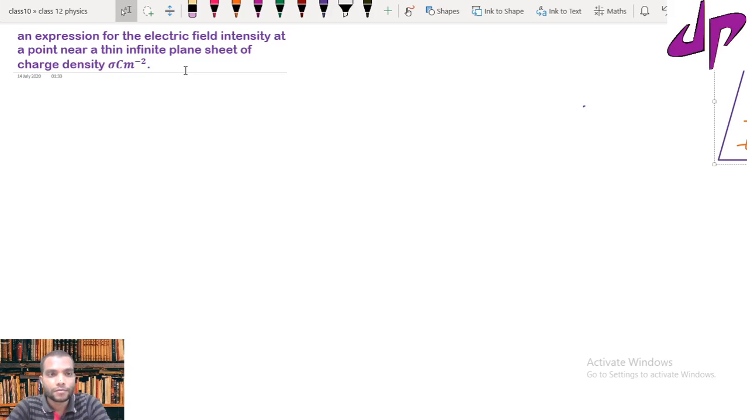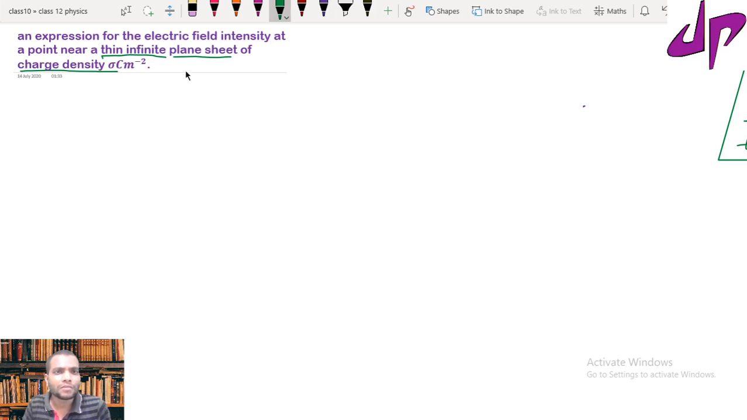Hi students, let's see another application of Gauss's theorem. This time the question is: derive an expression for the electric field intensity at a point near a thin infinite plane sheet of charge density sigma. So by using Gauss's theorem, we need to find the electric field at a given point because of this infinite plane sheet.